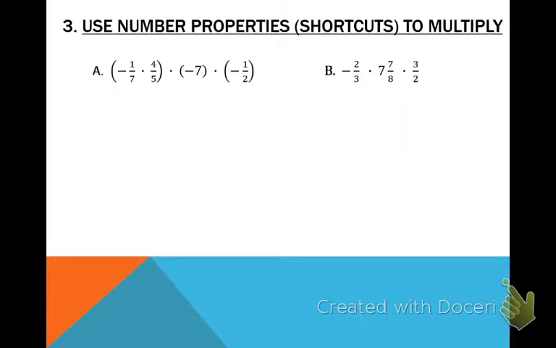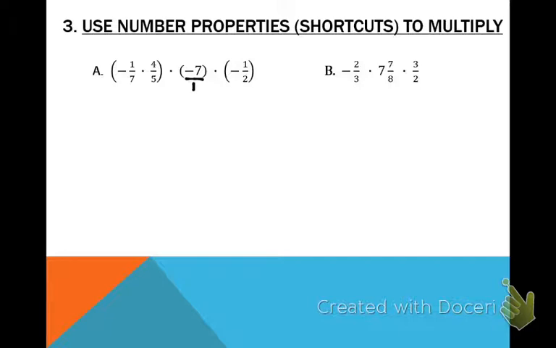All right, for the next section, it says to use number properties. Just remember, number properties are a shortcut. It's a way for us to do something faster. And we're going to use the number properties to multiply. Before I move on, I am looking at this original problem, and one of them is a whole number. I would like them all to be a fraction. If I made the negative 7 into a fraction, I could put it over the number 1. Very good. So let's do that to start with, over the number 1.